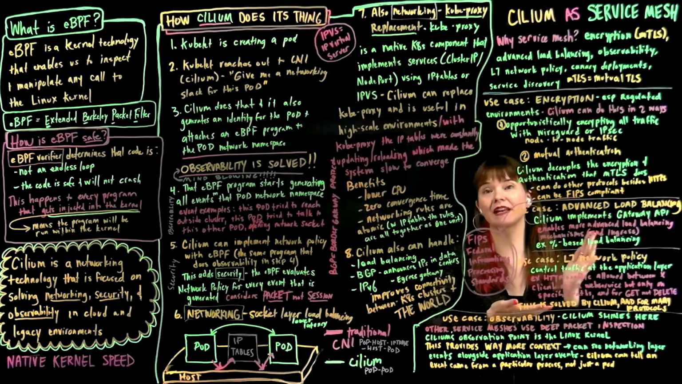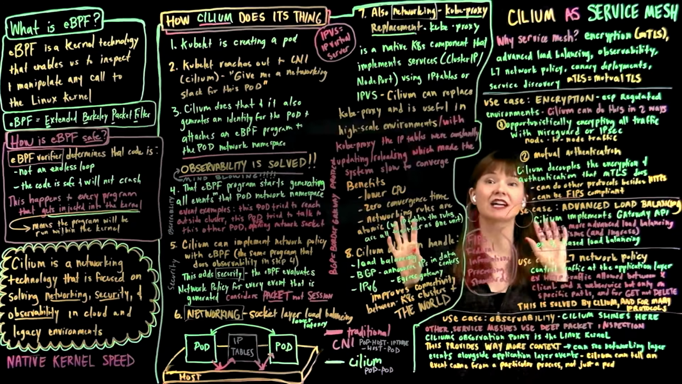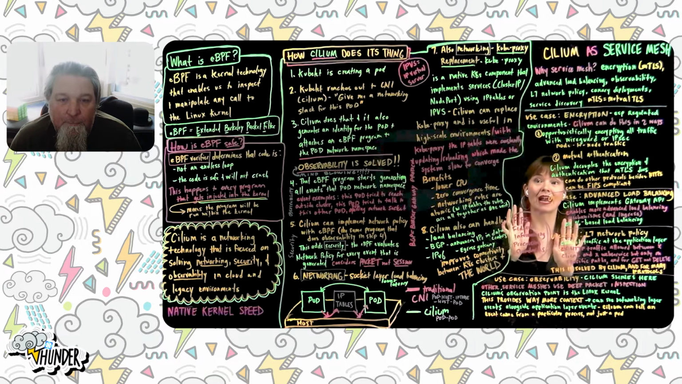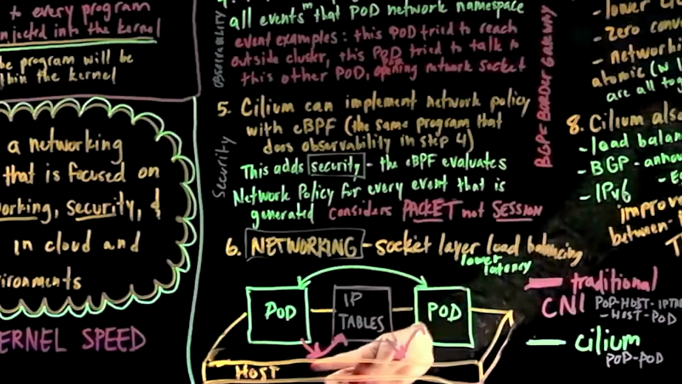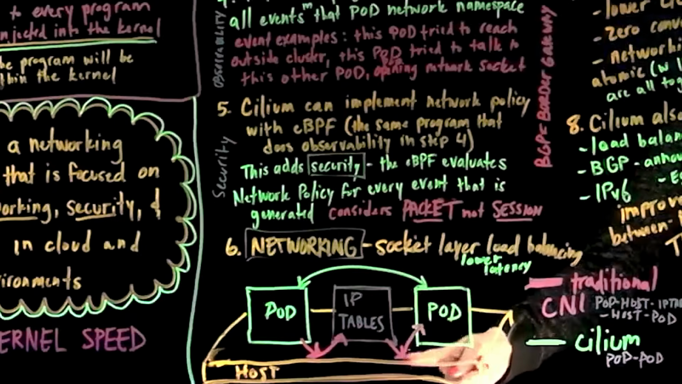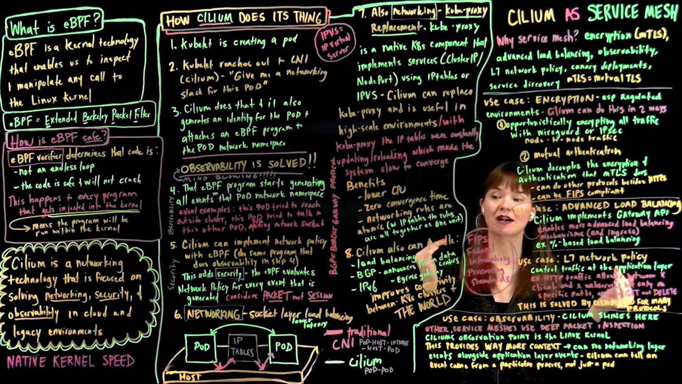But what happened before without the socket layer load balancing, if a pod wants to talk to another pod and both pods are running on the same machine, what happens is the pod talks to the host, talks to the IP table, the IP table talks to the host, and then the host talks to the pod. And that's how that information would get from one pod to another pod.